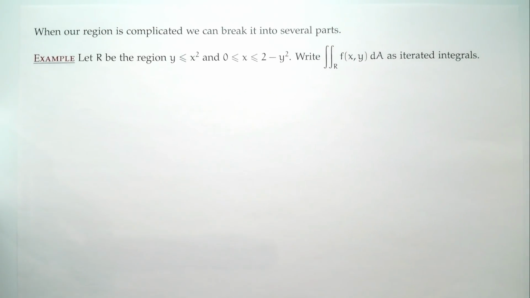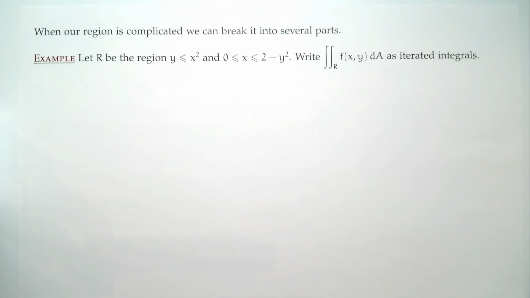So, next note. Suppose our region is complicated. Well, that can happen. If it is complicated, break it up into parts and work on each part. So here, we're actually not given bounds. We're just told our region. R is the region where y is less than or equal to x squared, and 0 is less than or equal to x is less than or equal to 2 minus y squared. And we want to write the integral over the region R, f of x, y, dA, as an iterated integral. Or integrals.